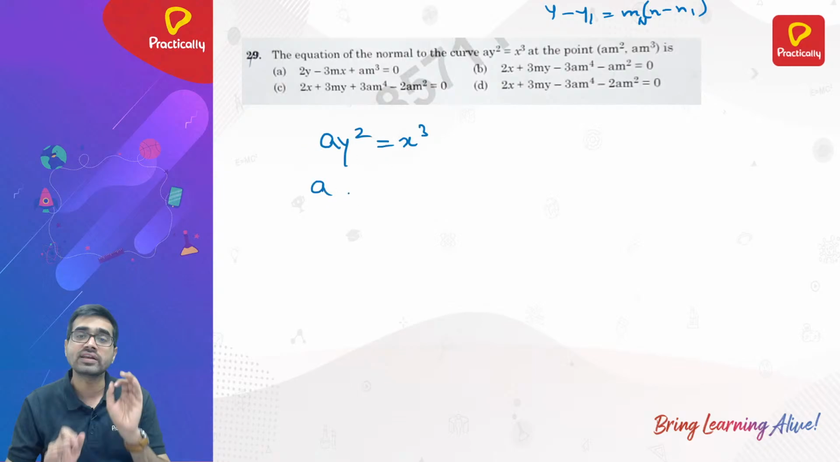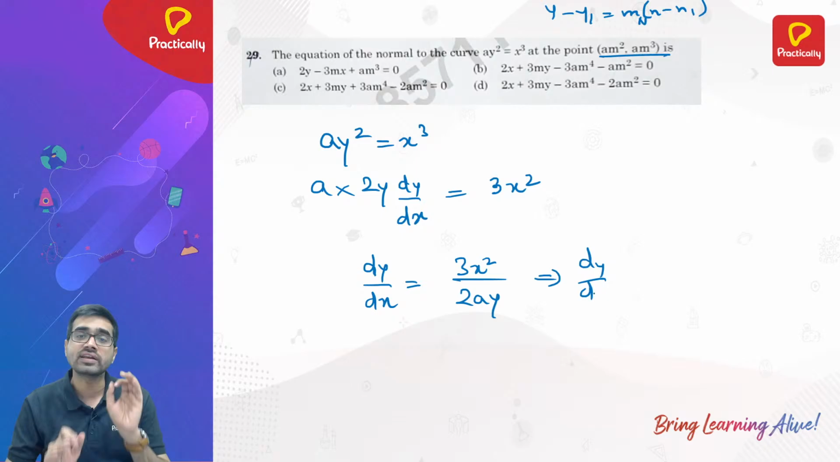So now it is a times 2y dy by dx. So a times 2y dy by dx is equal to 3x square. Now what you have to do is a simple value putting of this coordinate so that you can find the slope of the tangent. So dy by dx will be nothing but 3x square by 2ay. Put the value. So dy by dx at the point am square comma am cube. Put the value. 3 times.